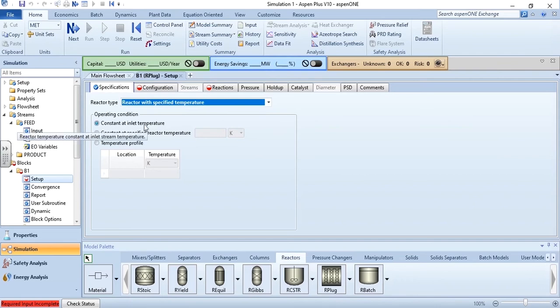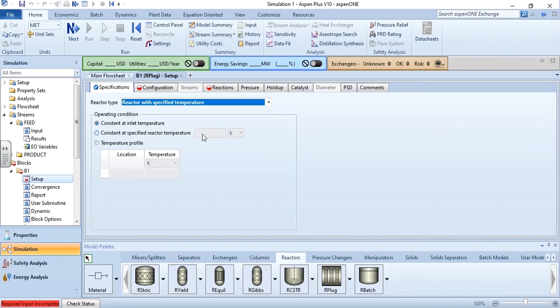Obviously, we can select it, or constant at specified reactor temperature. If we enter 1100 Kelvin, it is also the same because it is of feed. The feed is entering at 1100 Kelvin. The reactor operation is at 1100 Kelvin. The outlet is at 1100 Kelvin. So even if you select constant at inlet temperature, that's fine.